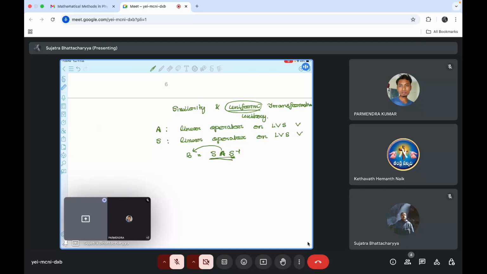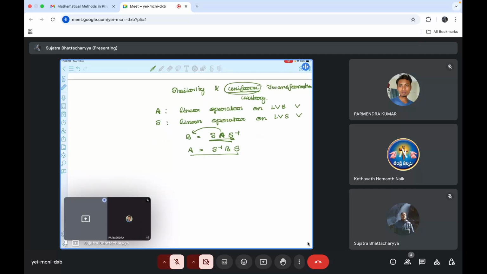This S in S inverse is a transformation. B is the transformed operator. Just remember this, or how to come to A again: it will be S inverse B S. That's all, just inverting that.